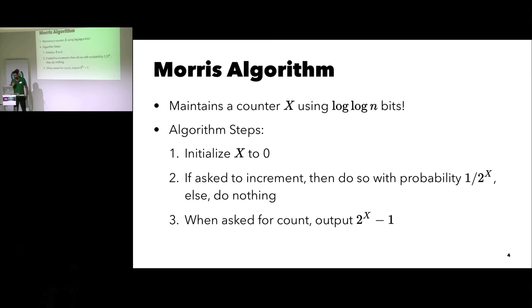So let me present to you a simple algorithm where you maintain a counter x using log log n bits. That's much, much smaller than log n. The way you do that is you start the counter at zero. And whenever you see something, you increment it, but you now increment it with a probability of 1/2 to the value of the counter. So the first time you see something, you increment it because that probability will be 1. The next time you increment it or you don't with equal probability, and that probability keeps going down. And any time you want to know the count, you just output 2 to the power x minus 1.